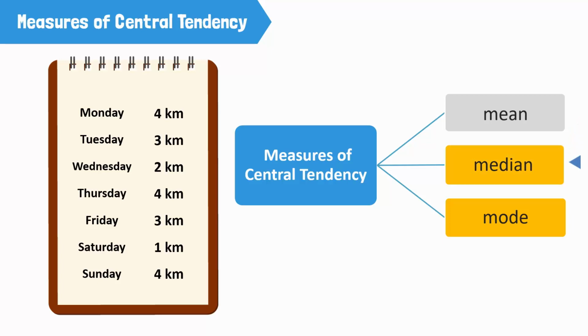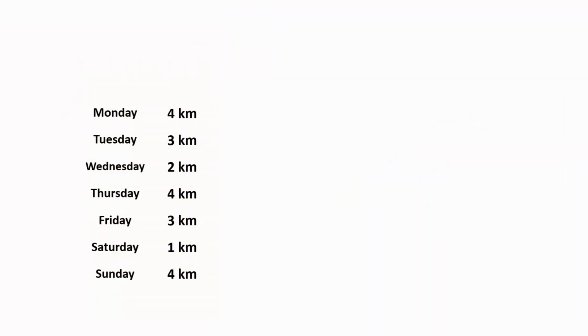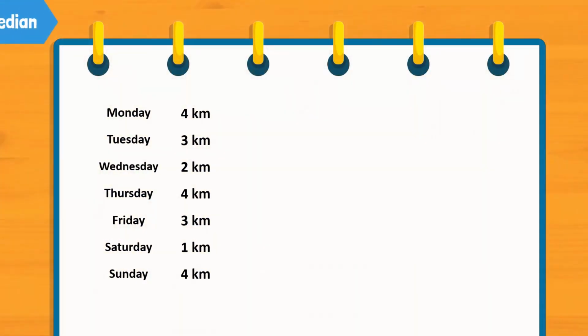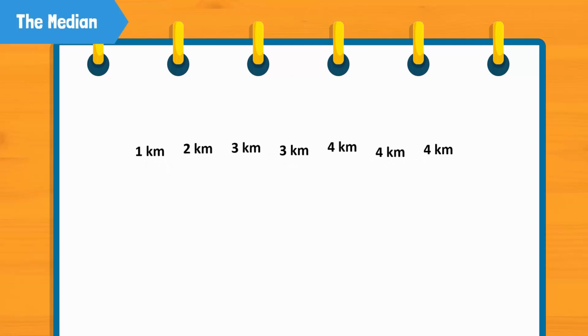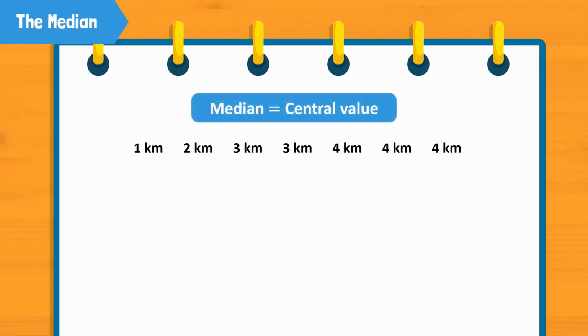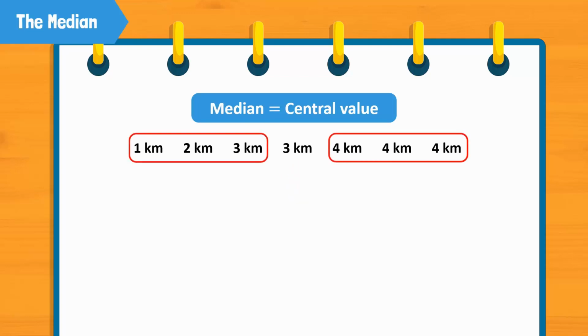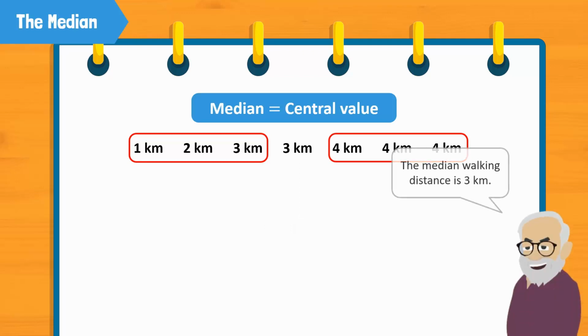To find the median of a data set, we arrange the values in ascending or descending order and pick out the central value. Dadajan's data looks like this when arranged in order. Since we have 7 values, this value lies in the center, with 3 values on either side. Hence, the median of this data set is 3 kilometers. This is another central tendency we can use to represent how far Dadajan walked.